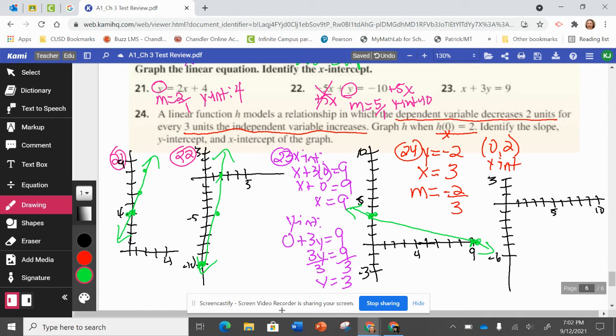And so I'm plotting +2 for my y-intercept, and then going down 2, right 3, down 2, right 3. And there's my line for 24.